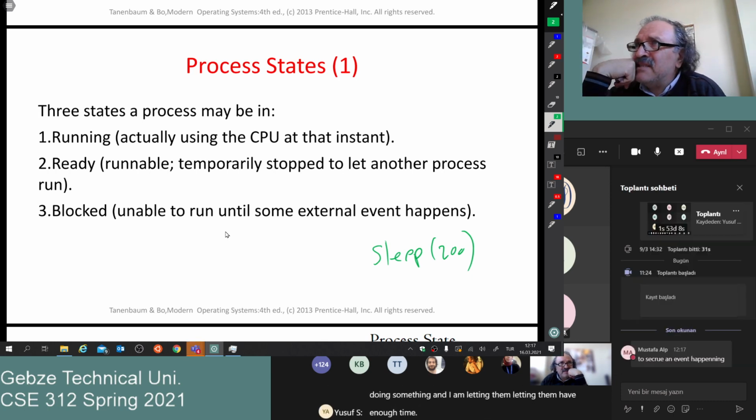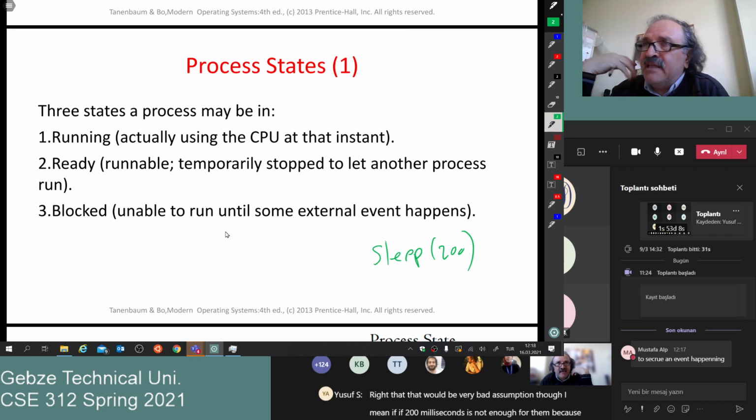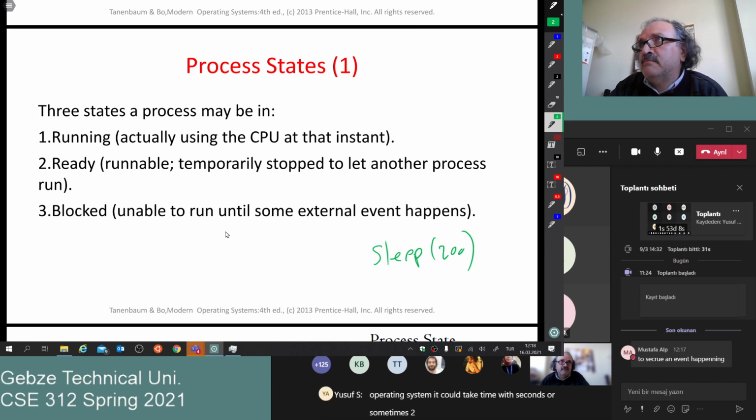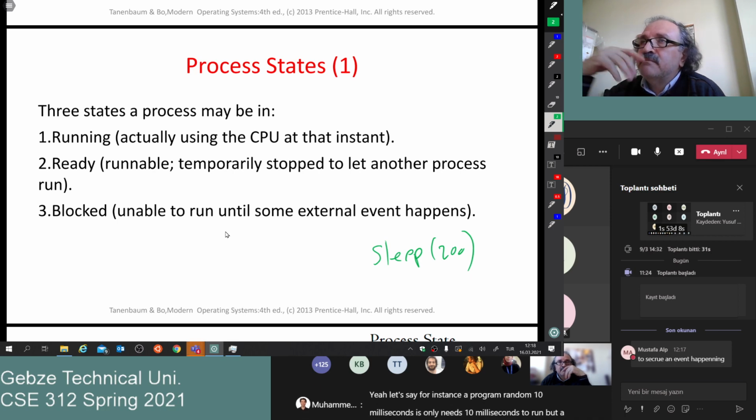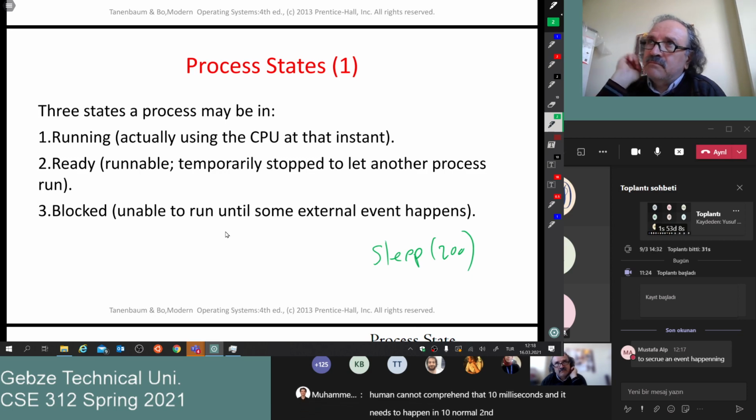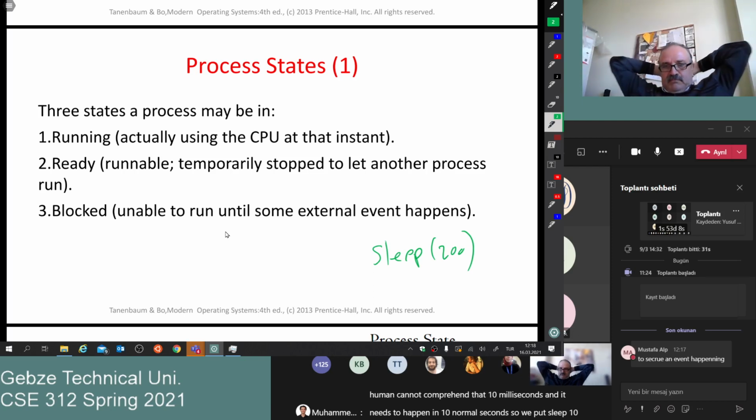Yes, well, that would be a very bad assumption, though. If 200 milliseconds is not enough for them, there is no guarantee, since it is not a real-time operating system. It could take 10 milliseconds or sometimes 2 seconds. Maybe due to the human factor of the program. Let's say a program runs in 10 milliseconds, but a human cannot comprehend 10 milliseconds, and it needs to happen in 10 normal seconds. So we put sleep 10 seconds so that it always runs in 10 seconds.